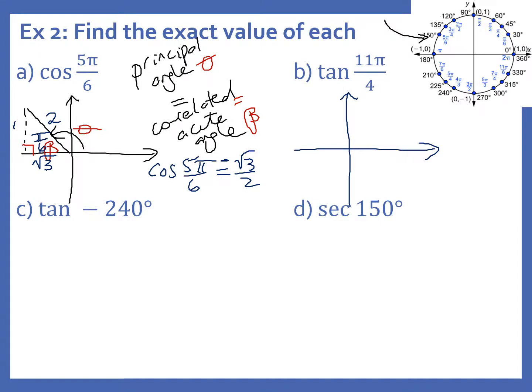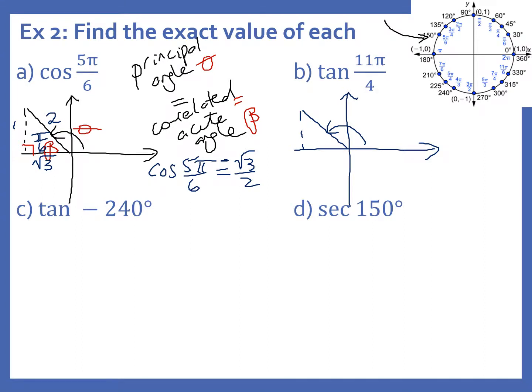Our next one, 11 pi over 4. So you're going to notice if you look at that circle, there is no 11 pi over 4 on there. So 4 pi over 4 would be 1 pi. 8 pi over 4 would be 2 pi. So basically this goes around the circle more than once. So we know that the 2 pi spot would be 8 pi over 4. And what would be left over would be 3 pi over 4. 3 pi over 4 would be there.